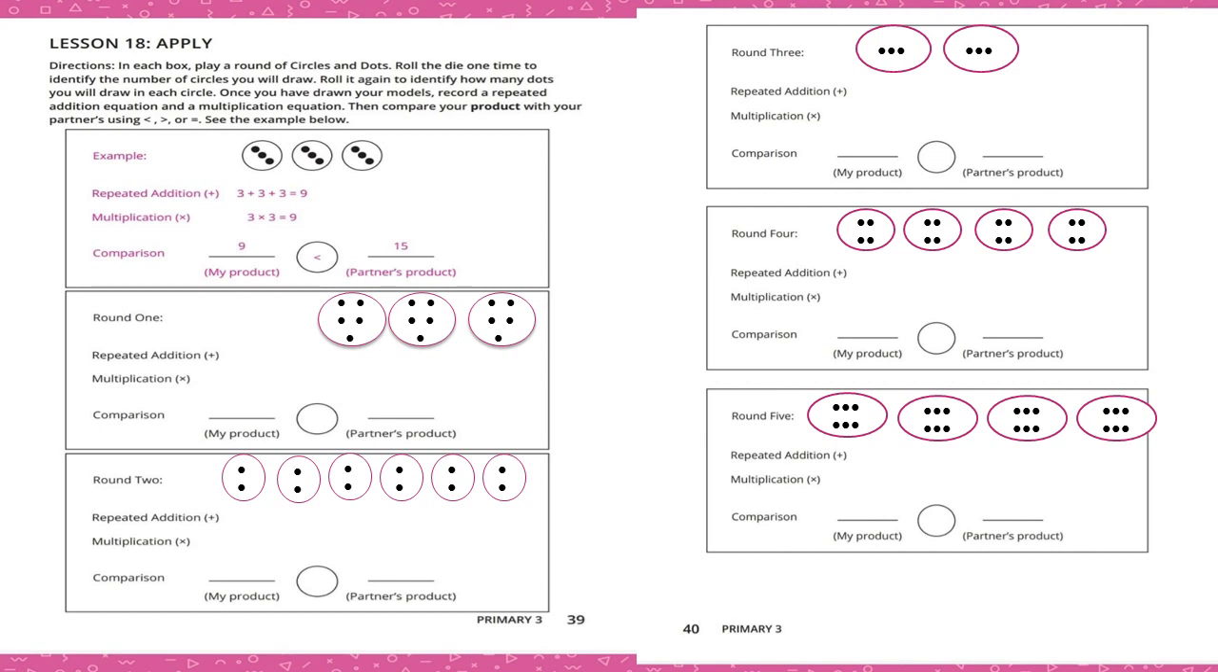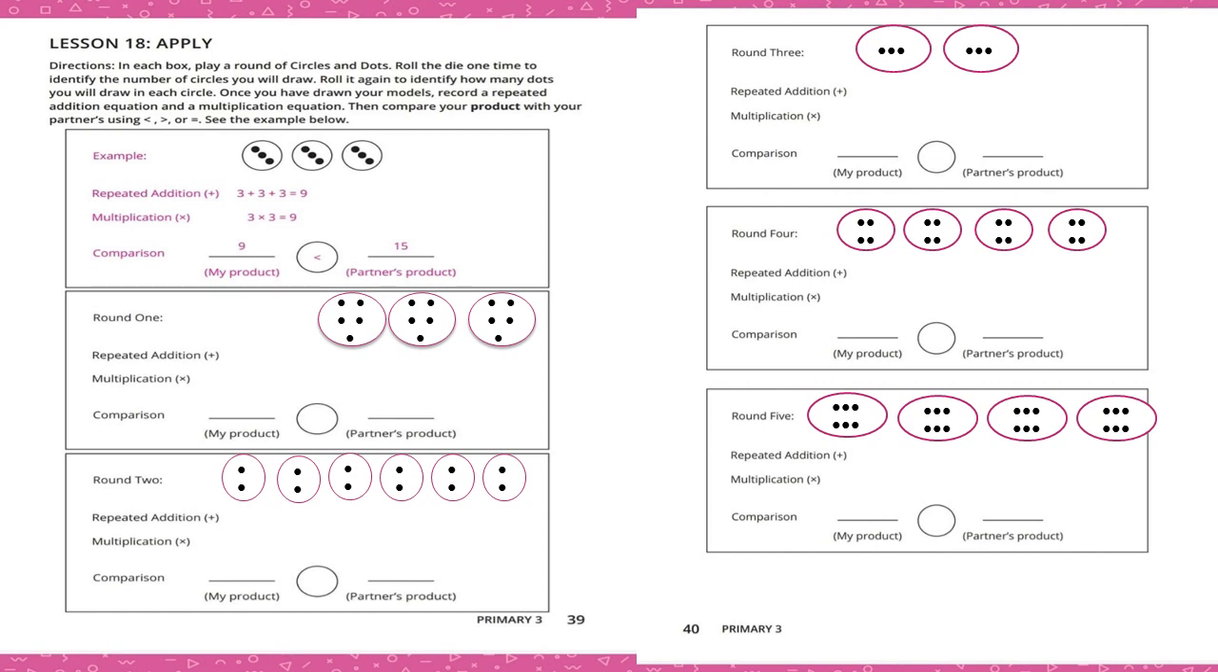Multiplication equation, we find that 3 is the repeated number. So we write 3 times how many times 3 repeated? 3 times. Then we write 3 times 3 equals 9. My product is 9 and partner's product is 15. So 9 is less than 15.